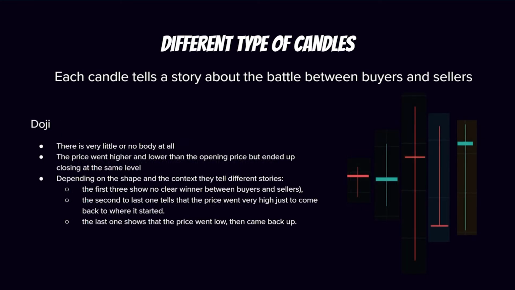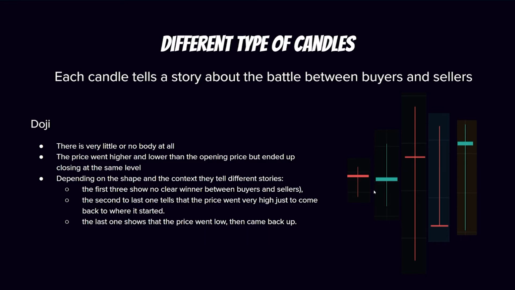Other candles can be very different in interpretation, depending not only on their name, but on their shape and the context in which they are. So candles like these are called Doji, and you can tell they are Doji since they have very little or no body at all, like in this case. It means that the price went higher and lower from the opening price, but ended up closing basically in the same area.